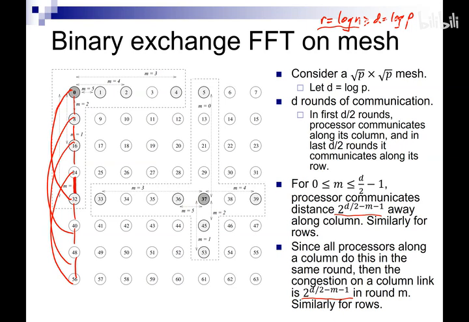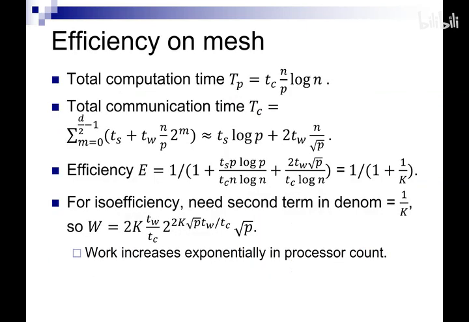And the congestion decreases over time, because over time you communicate with nodes which are closer to you, and so you have less congestion. Okay, but you have this type of congestion. So once we have this, now we can compute how much time it's going to take to implement this on a mesh. The computation time is still going to be like this.